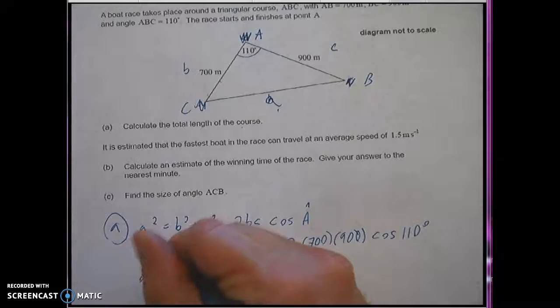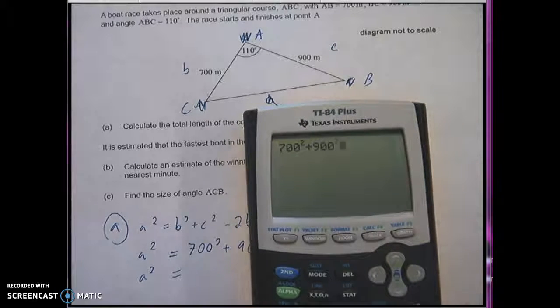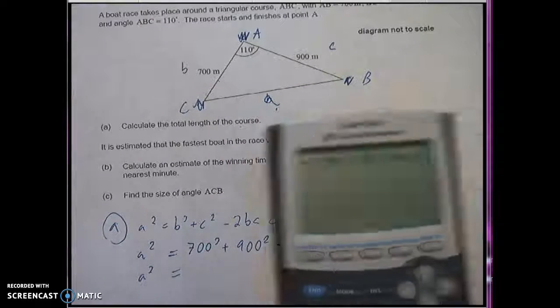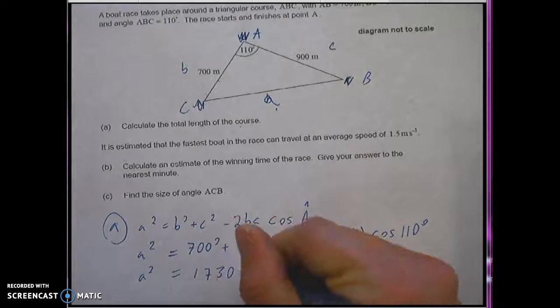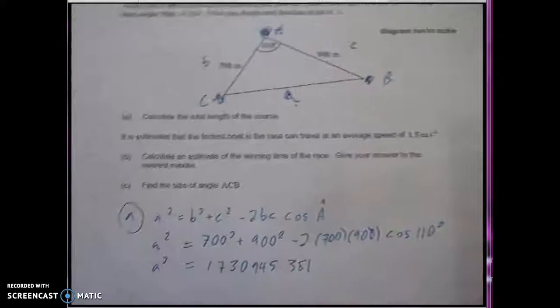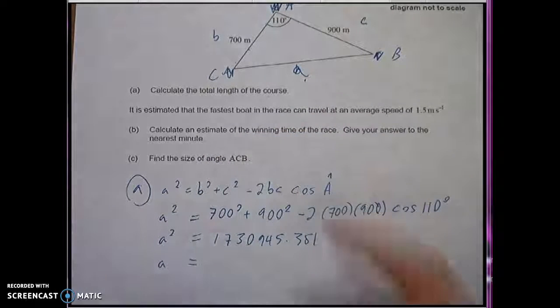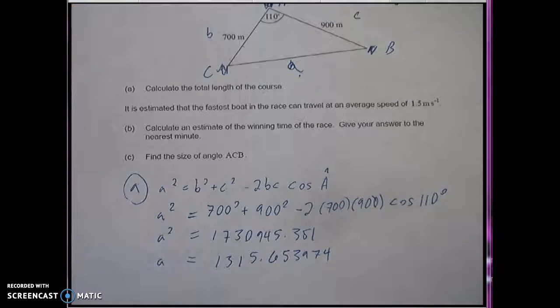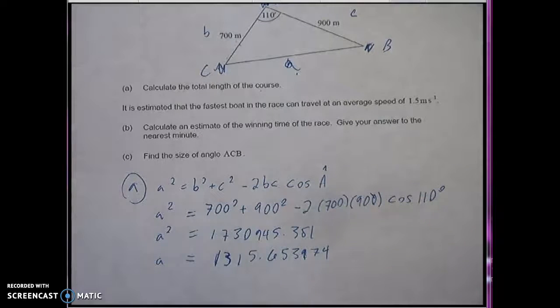And this is just calculator work. So let's just type that in the calculator. 700 squared plus 900 squared minus 2 times 700 times 900 cosine of 110 degrees. That's going to give me a big old number that I'm going to write down. That's a squared, so if I want the answer, I just need to take the square root of that. So the square root of the answer is 1315.6539. If you're going to round that, you need to round it to three significant figures, which would be 1320. But I'm not going to round it. I'm just going to leave it like that.